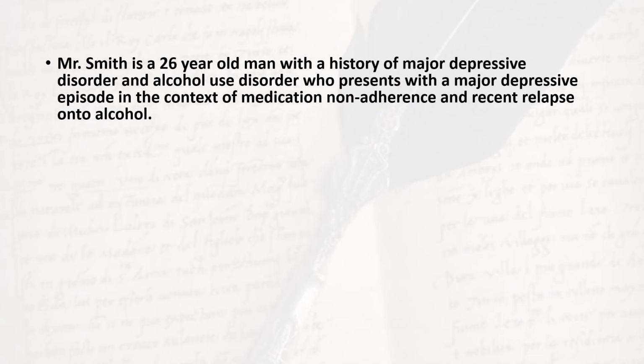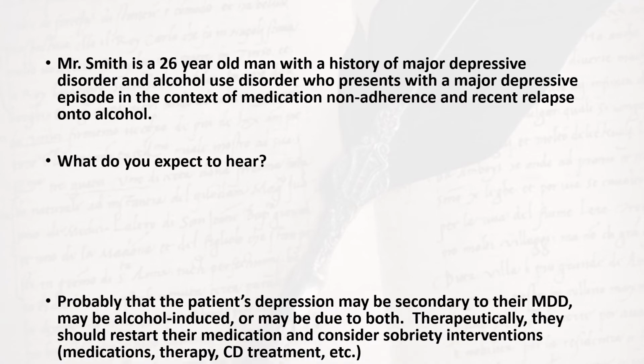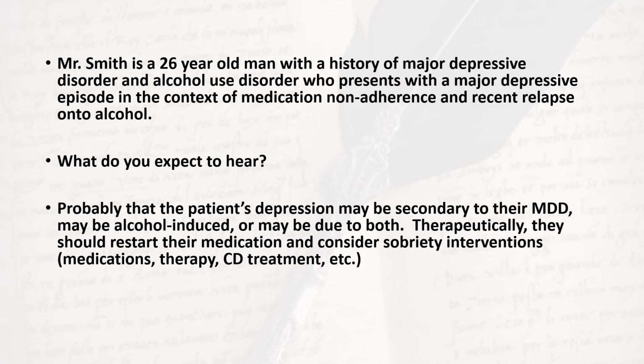Now, if we change it a little bit, and we say, Mr. Smith is a 26-year-old man with a history of major depressive disorder and alcohol use disorder, who presents with a major depressive episode in the context of medication non-adherence and a recent relapse onto alcohol. Pause it again, write down what you expect to hear in the rest of the argument. So you're probably expecting to hear that the patient's depression may be secondary to their major depression, or maybe alcohol-induced, or maybe both, and that therapeutically they should probably restart their medication, and they should probably consider sobriety interventions, medications, therapy, CD treatment, etc.